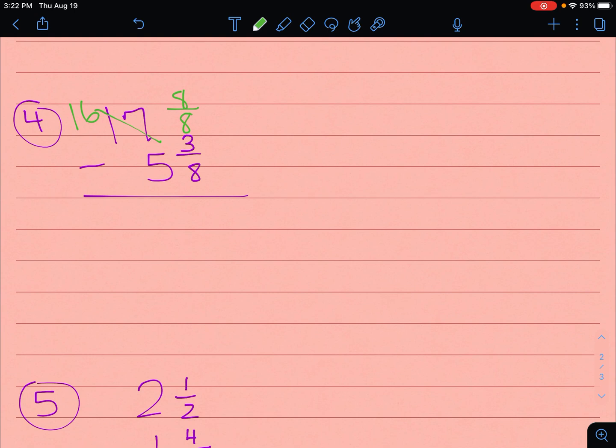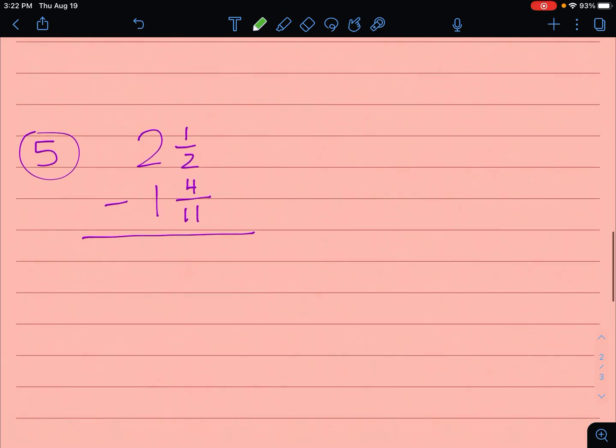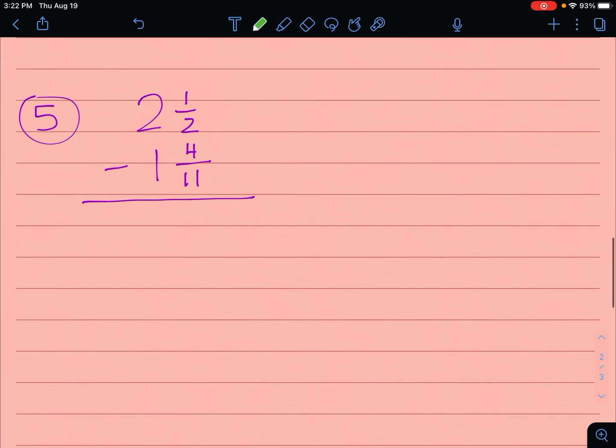Did you follow all that? Okay, so that means that now we can take away 3 eighths from the 8 eighths, which would be 5 eighths. And 16 take away 5 is 11. We're done. It's all good. But when I look at this problem, let me do some quick work.